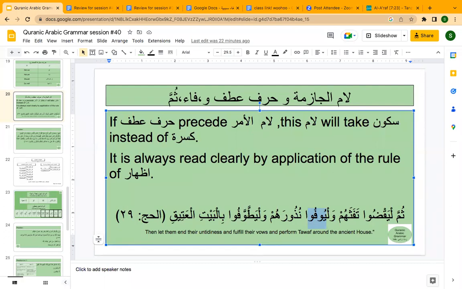They are from which af'al? There are 5 af'al that end with noon, and they get their noons dropped in mansub and majzoom forms. So these three mudari that you are seeing on your screen are from af'alul khamsa. Do not forget that, okay? So lamul amr was there, which made these three drop their noons. And how do we know this is lamul jazima? Because it is getting a sukoon after harf atf waw and summa. And with fa as well, the lamul amr is going to end up with sukoon. I hope this is clear.